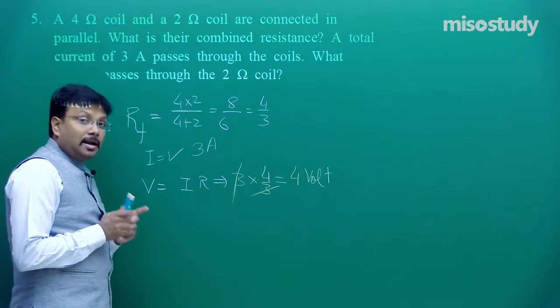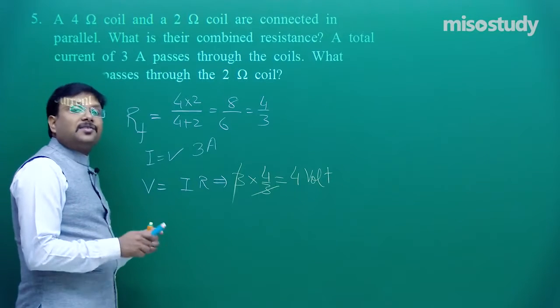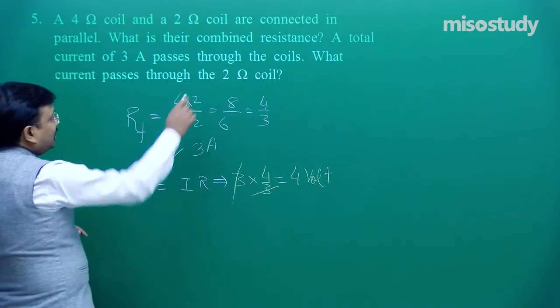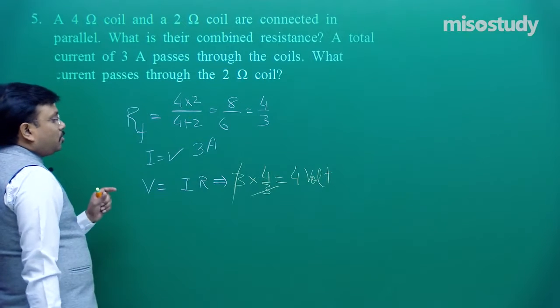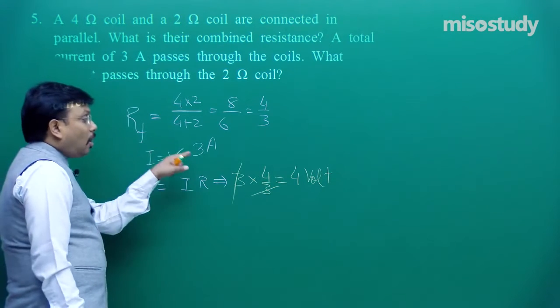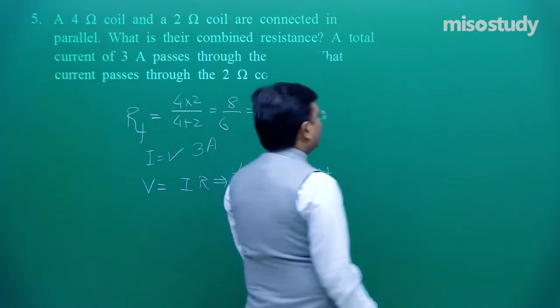Now, in parallel combination, as I told you, potential difference remains the same, fine. So, when the potential difference remains the same, you can calculate the value of current which is now not 3 ampere, but it will be reduced. So, let me create a circuit, fine.